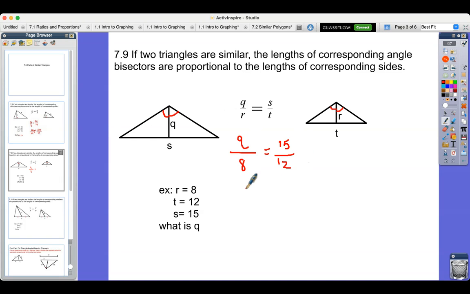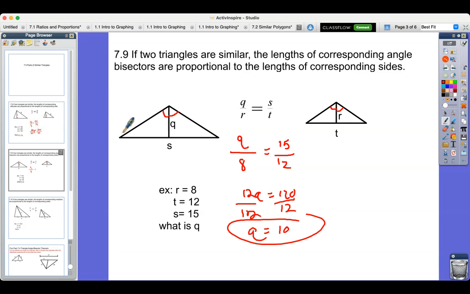Just like before, we cross multiply. 12 times Q is 12Q, and 15 times 8 is 120. We divide by 12 on both sides to get Q by itself. We get Q equals 10, y'all. Q equals 10. Okay, so that's the other one you'll see.